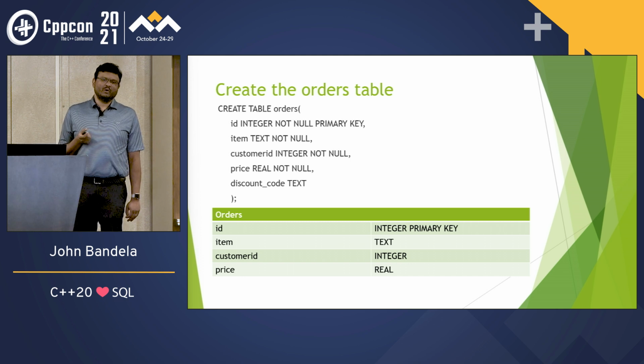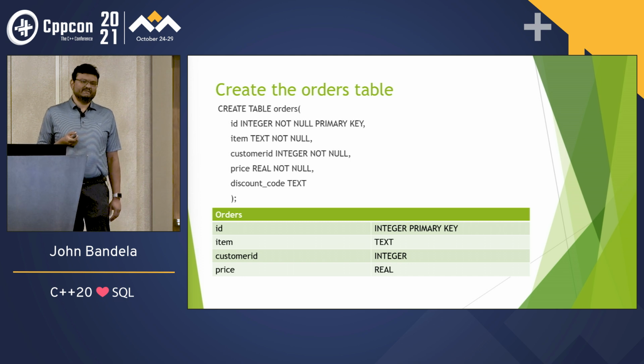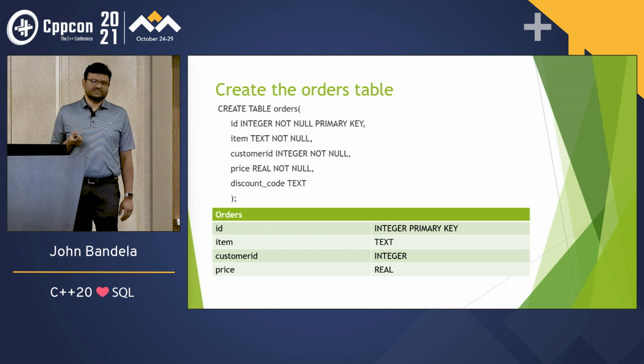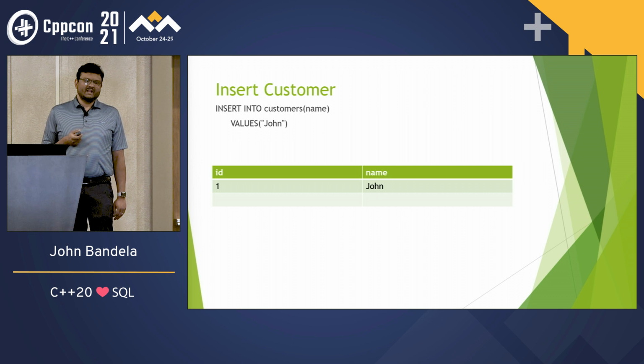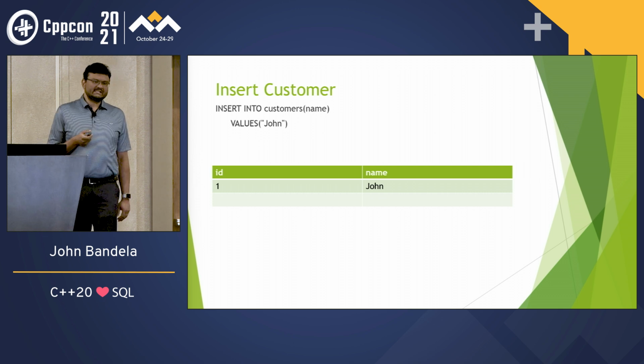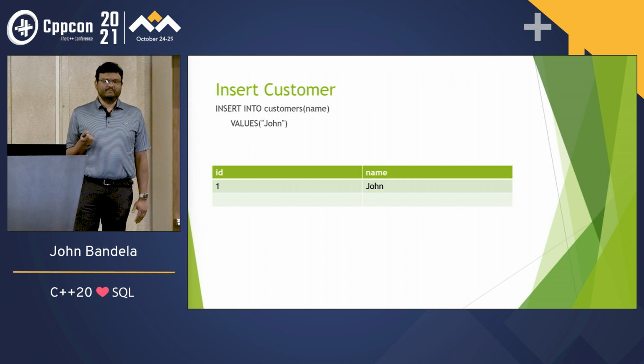Similar thing, we create the orders. Again, we have the various data types: text, integer, primary key. And then we can insert a customer. So we can say insert into customers name, and we say values John. So it inserts a value for us.